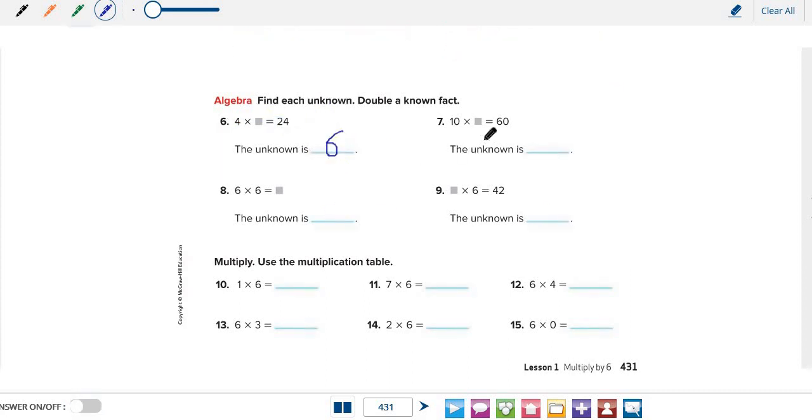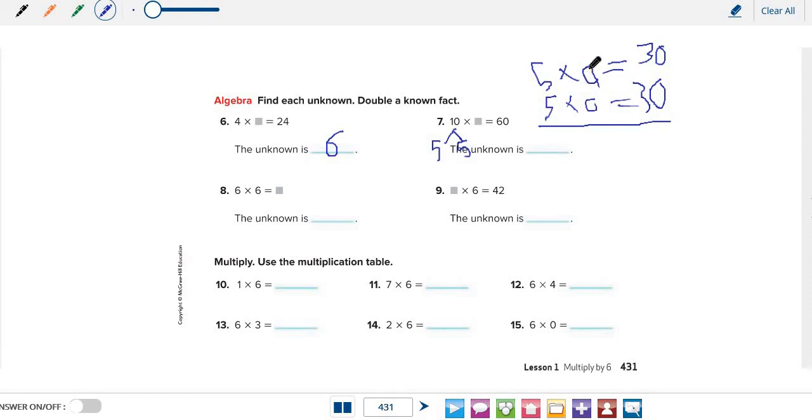Let's solve question number 7. Here we have 10 times something equals 60. The known fact that we can use is 5 times something equals 30, because we decompose number 10 into 2 equal addends, 5 and 5. So the whole array is 5 times something equals 30, and 5 times something equals 30. We know that 5 times 6 equals 30. So the unknown here is 6.